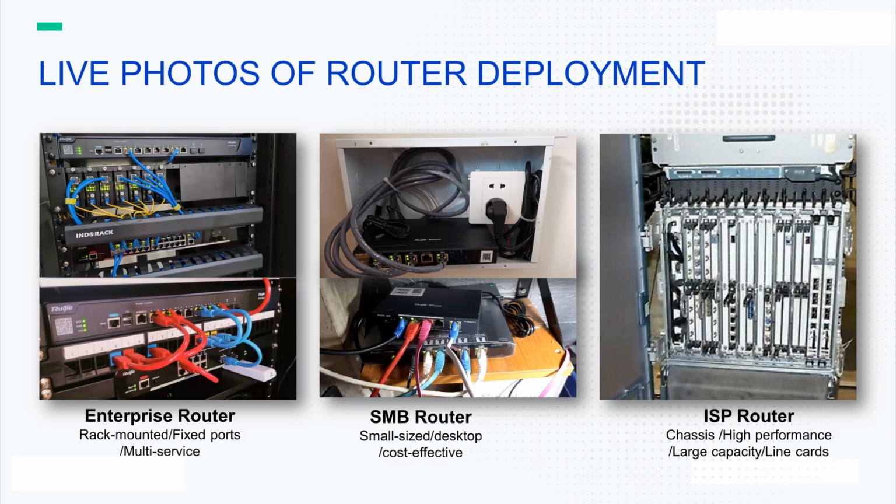A router can also be found in ISPs, our internet service provider, our core networks, the large routers. They are usually chassis routers and they are high performance, large capacity with different line cards with different options. So routers could be a small home Wi-Fi router and it could be an ISP router which is controlling the whole ISP's routing as well. So these are some live photos which we have taken, some Ruji routers which have been deployed in different networks.